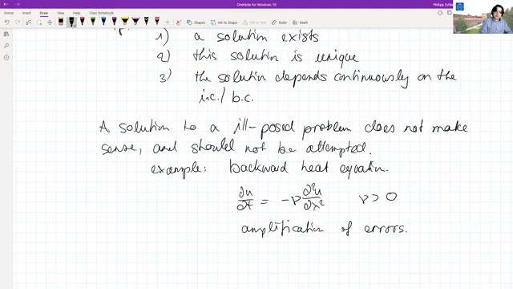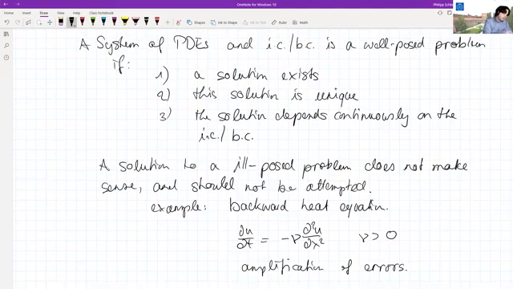And this here would validate number 3 of our list here, namely that the solution depends continuously on initial and boundary conditions, because it would just amplify errors in these conditions, but it would not depend in a meaningful way on the initial and boundary conditions. It would just amplify errors in the solution.